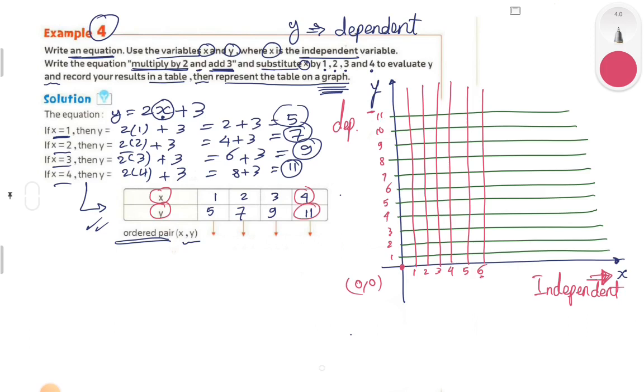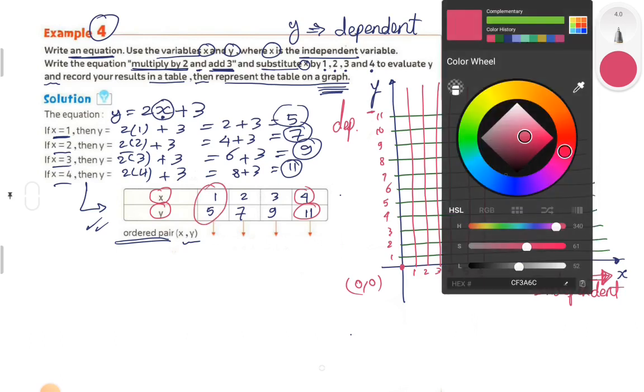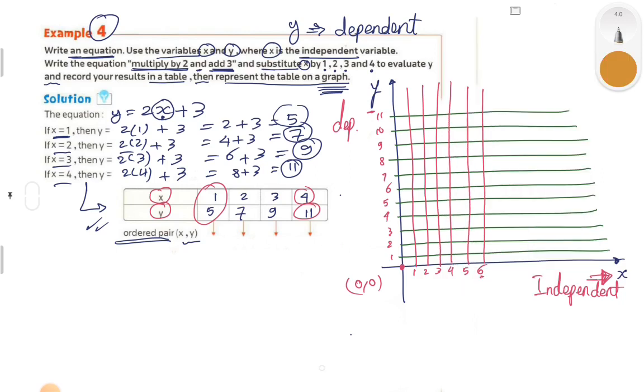Now let's graph. First pair, 1 and 5. Note with me, 1 and 5. 1 on x and 5 on y. It's the first point. 2 and 7. 2 on x and move to 7 on y. 3 and 9. 3 on x and 9 on the y-axis. 4 and 11. Start with 4 on the x-axis and 11 on the y-axis. You will find your point.